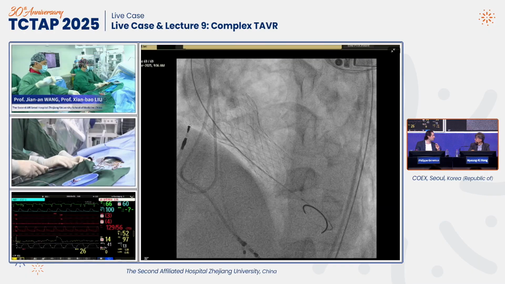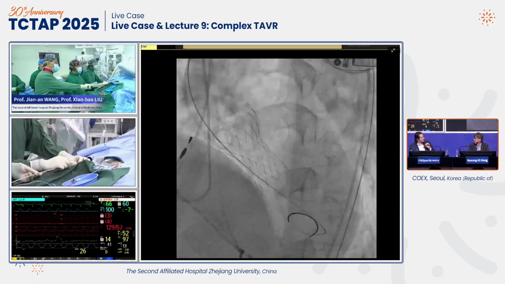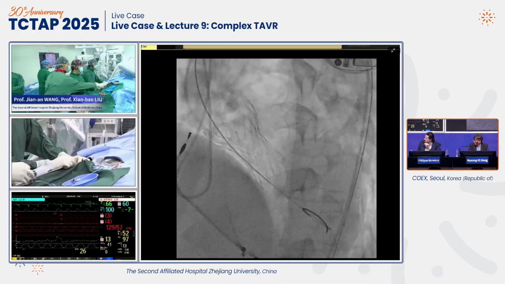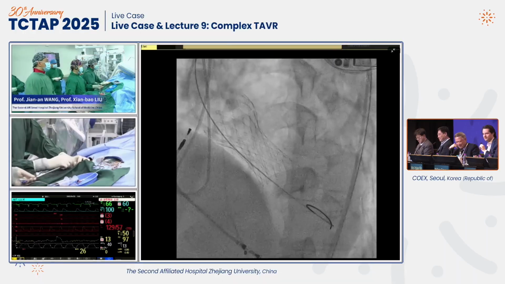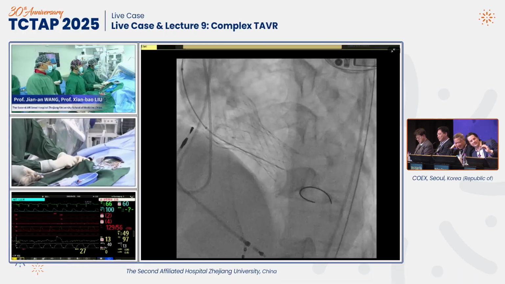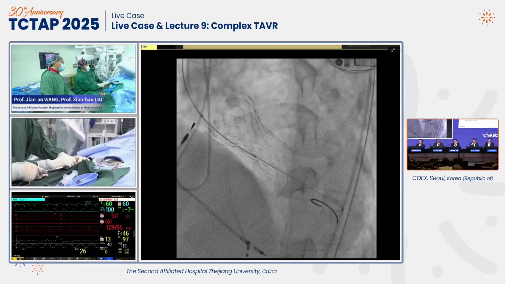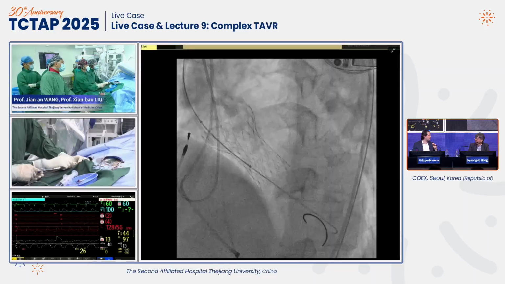Will anyone on the podium choose a balloon expandable in this case, or everybody? Raise your hands. Who would choose a balloon expandable on the podium? You? Two, three? Okay, don't be shy. That's good. Maybe. If I use a balloon expandable, I will use a TE.